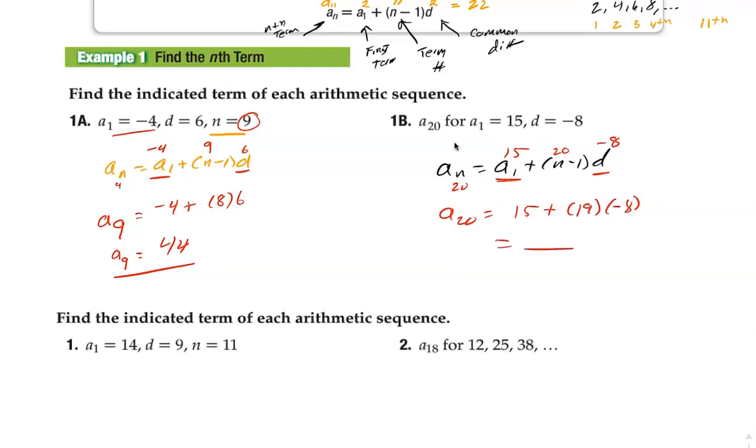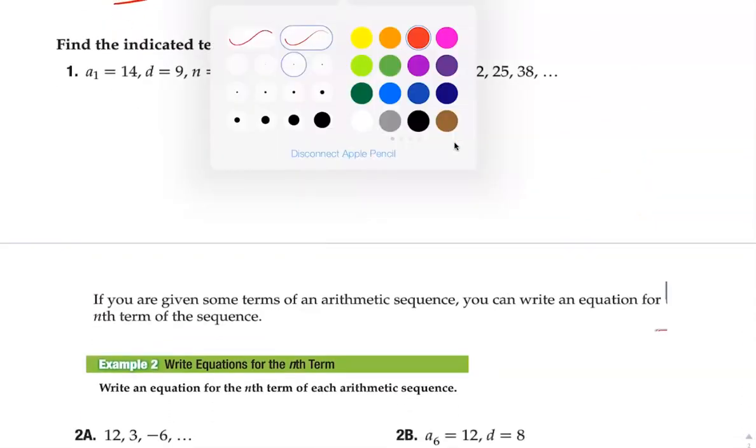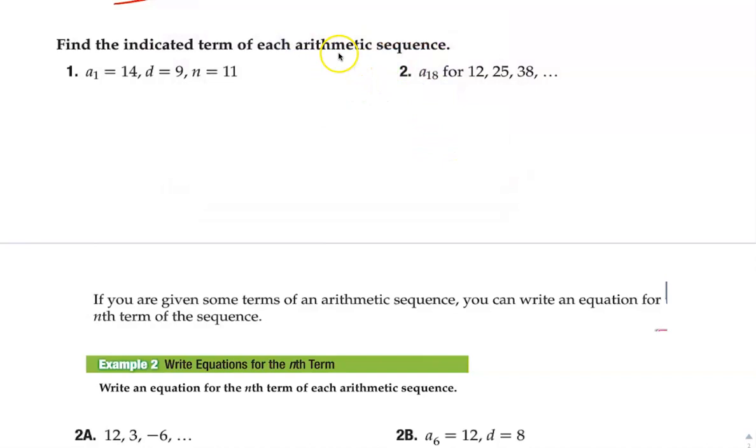Let's go to the ones I think are a little more fun. So find the indicated term of the sequence. This is the same thing. We're going to skip that one. Let's do this one. This one's the one I'm talking about. So want me to find a18, but they just give me a sequence. They don't tell me anything else. So we're going to do the exact same way. Let's list out the formula.